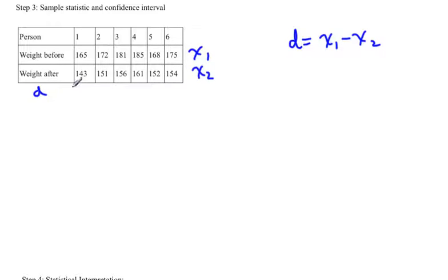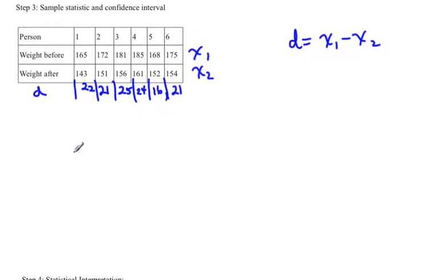All right, so we'll make a little row here of the d's. Subtract these first numbers, you get 22. Next set of numbers, you get 21, 25. Next set gives you 24. 168 minus 152 gives you 16. And then the last one is 21.